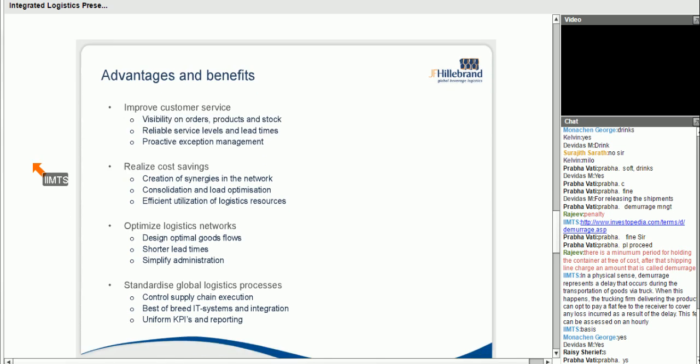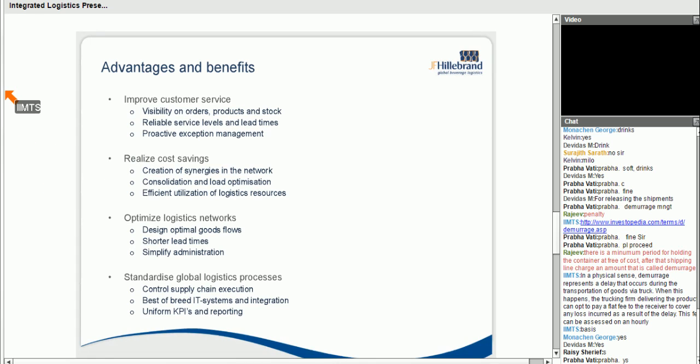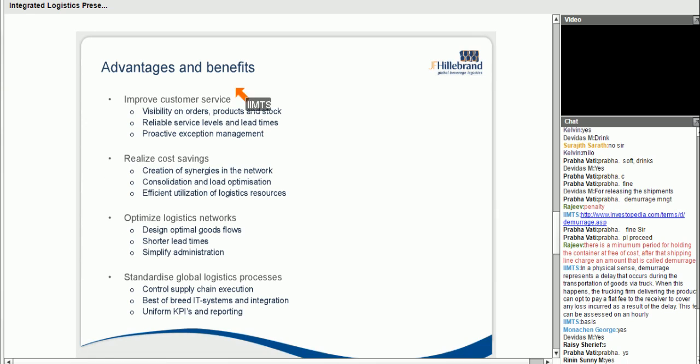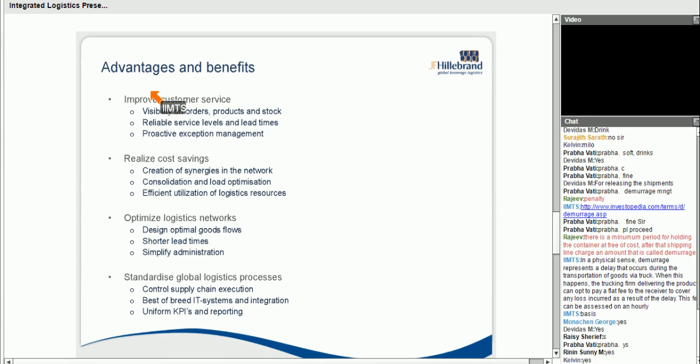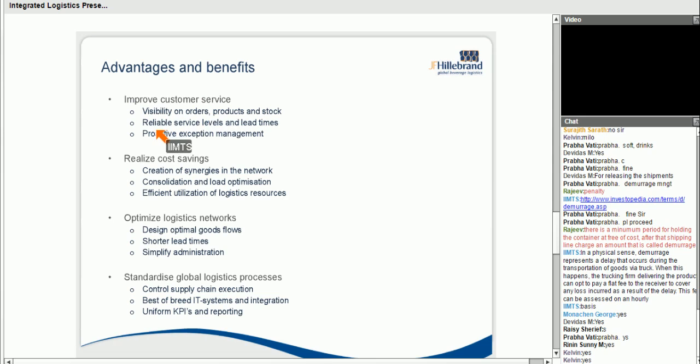Okay. Now let's see the advantages and benefits of using this integrated logistics support. It improves the customer service, as all of you know that. Visibility on orders, products and stocks. Customers can see whether the product is available or not, how much time it will take to ship, and where the product exactly is. Visibility on orders, products and stock, reliable service levels and lead times, proactive exception management.